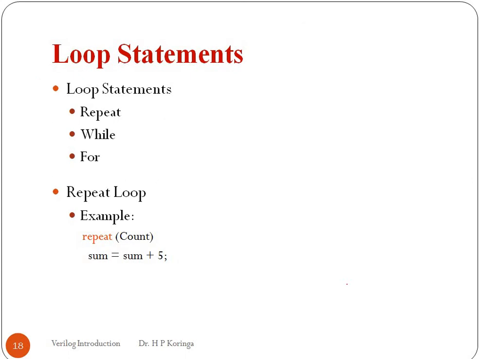In Verilog we have a few loop statements, similar to the C language: the repeat loop, while loop and for loop. Let's see the structure of a repeat loop. Repeat is a keyword, and then we have to specify the count, how many times we want to execute the statements. Every time it decrements the count toward 0. Once the count is 0, it comes out of the loop. So here we want to add sum plus 5 and assign it to sum, and repeat it 5 times, so we write the count as 5. It repeats 5 times and automatically comes out of the repeat loop.